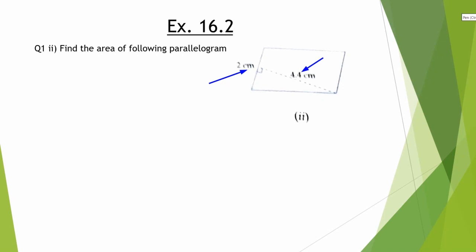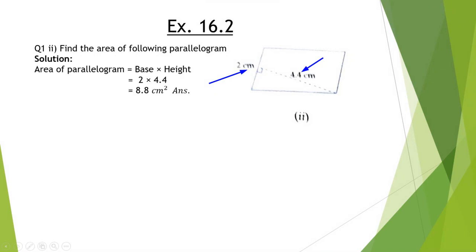So we apply the formula for the area of a parallelogram: base into height. Since our base is 2 and height is 4.4, the area of the parallelogram is 8.8 centimeter square.